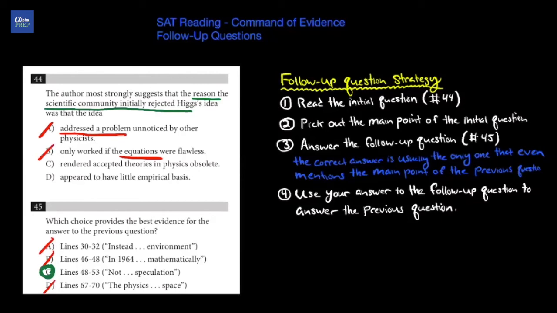Rendered accepted theories in physics obsolete. And again, making theories obsolete was just not mentioned in those lines. So we can eliminate C, and D is our only choice left, and so that's going to be the right answer. Appeared to have little empirical basis. So empirical means something that you can observe, based in observation. So if something has little empirical basis, it's just speculation, it's just a guess, right? Because you can't observe it. And so D is our answer. And that's all for this question.